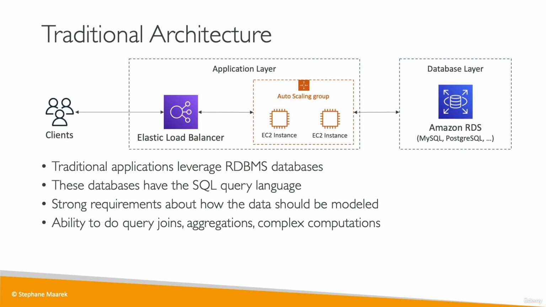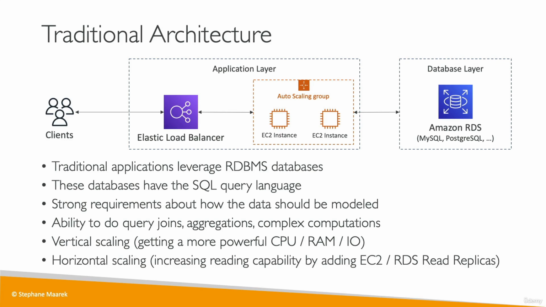What we get out of it, though, in case of scaling, is mostly vertical scaling. So in case you want a better database, and I'm talking just about the database layer right now, if you want to scale it vertically, you need to replace the database and get a more powerful CPU, more RAM, or better disk with I/O. And you can do some sort of horizontal scaling, but this is only by increasing the read capability. So either by adding EC2 instances at the application layer, or by adding RDS read replicas at the database layer. But if you add read replicas, you're going to be limited by the number of read replicas you can have, and therefore limited in your horizontal read scaling. And I'm not talking about horizontal write scaling because you don't have that with RDS.